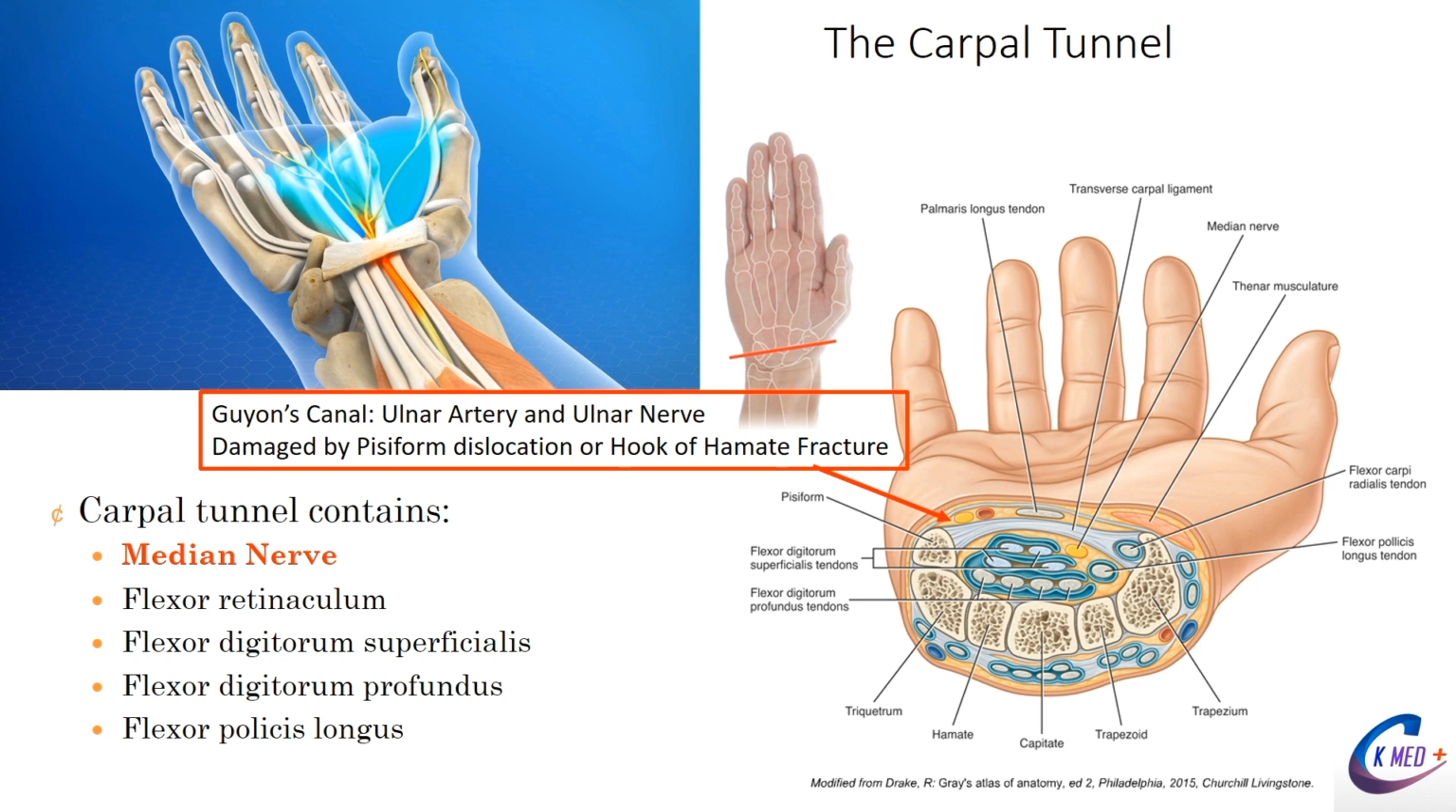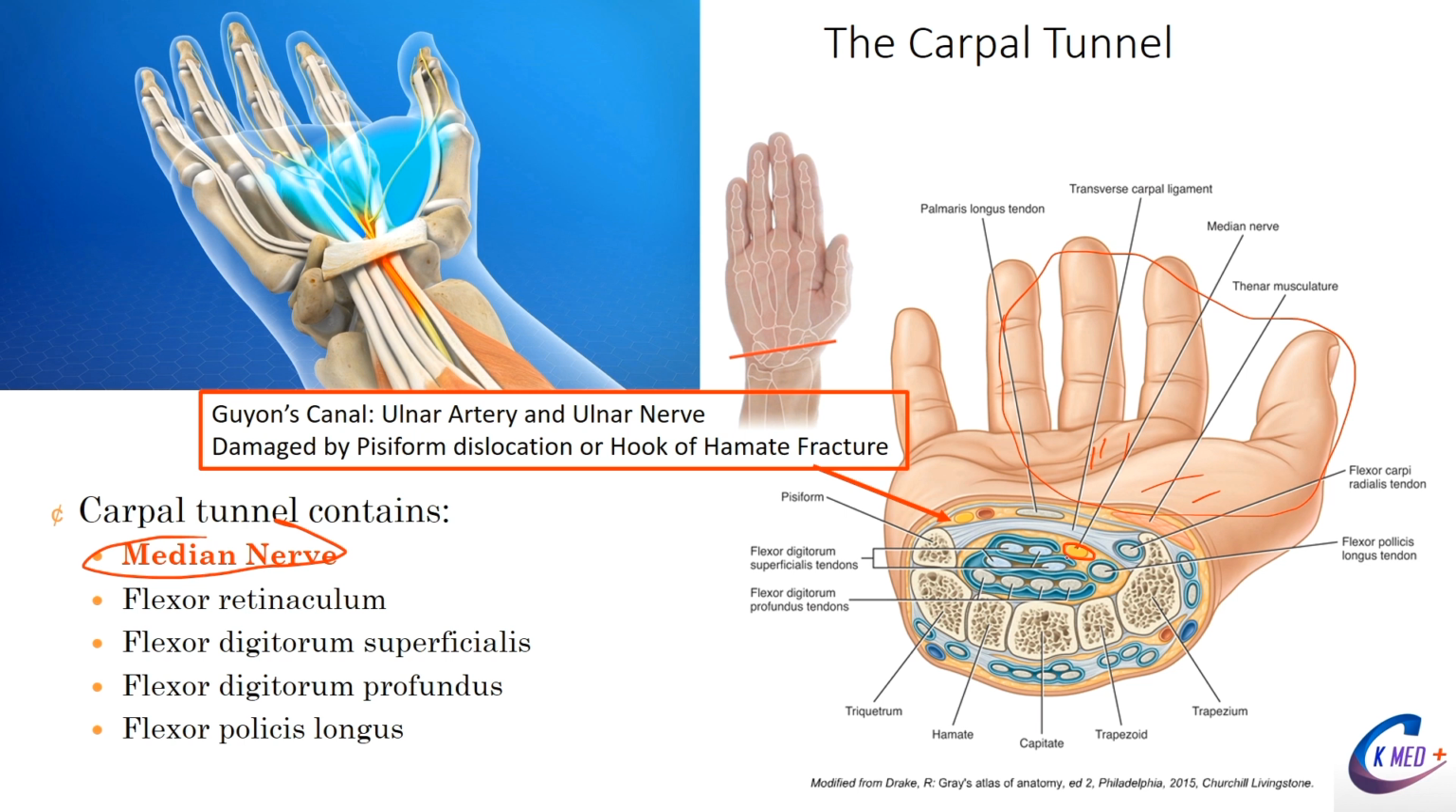So carpal tunnel contains a lot of things. Most importantly, it contains your median nerve. Your median nerve, you can see this located right here, this little yellow guy. And the median nerve is very important, as we talked about, for controlling the muscles of the thumb and the first 2 lumbricals, and then it does the sensory kind of all over this area.